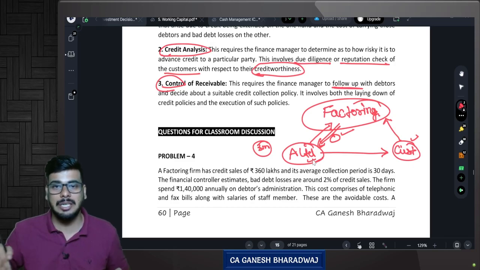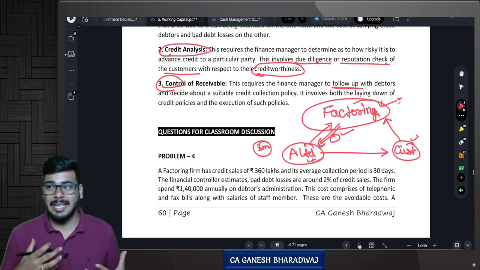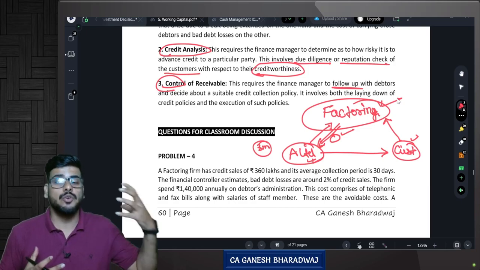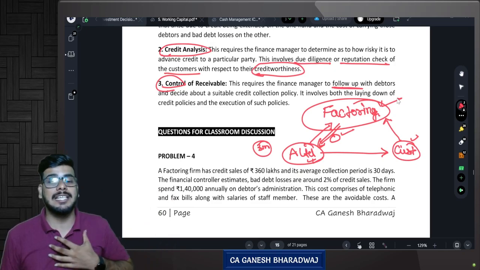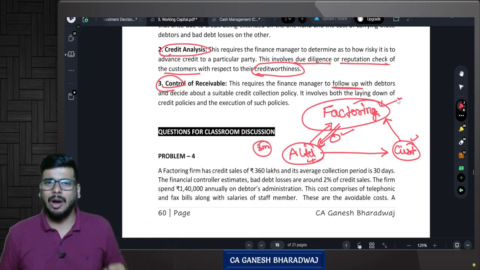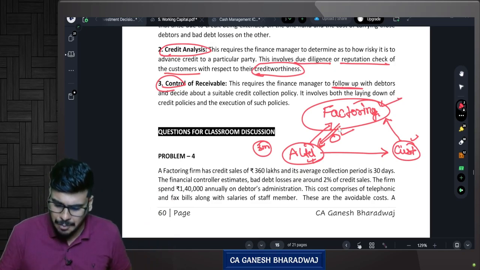And this concept is called factoring. Now, every time there is a debtor and you have a possibility of factoring, you should see whether this factoring is beneficial for you or not. Sir, how does factoring benefit me? Sir, I always have to pay this guy a commission.